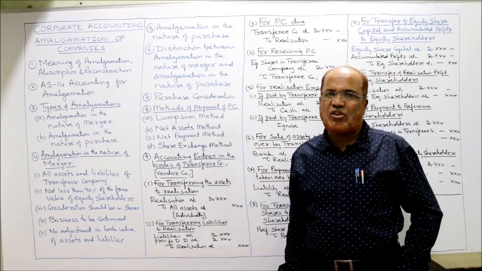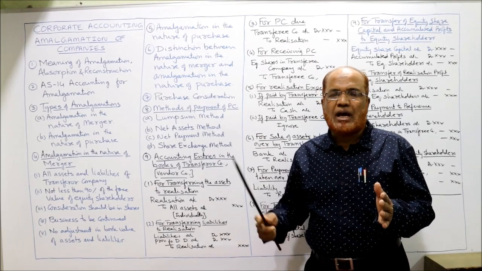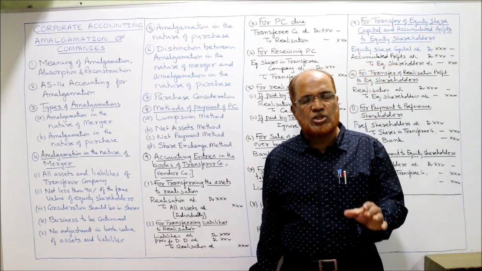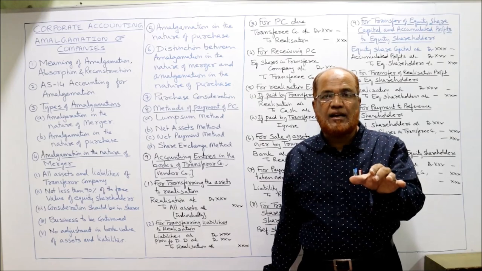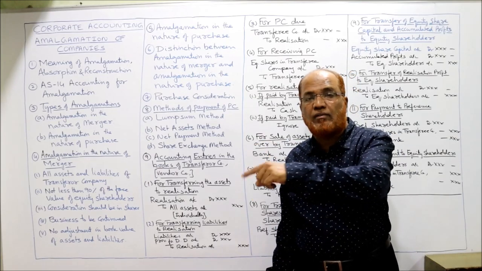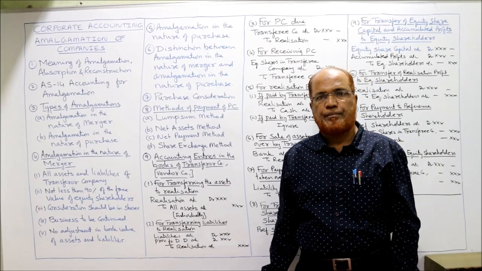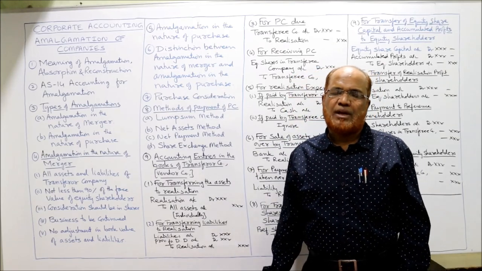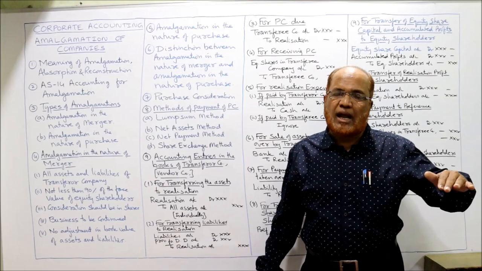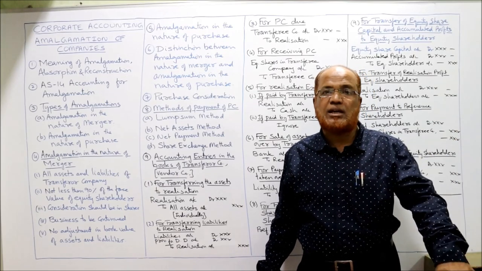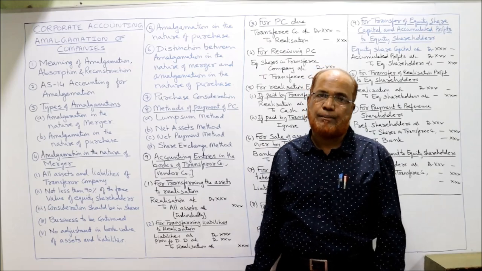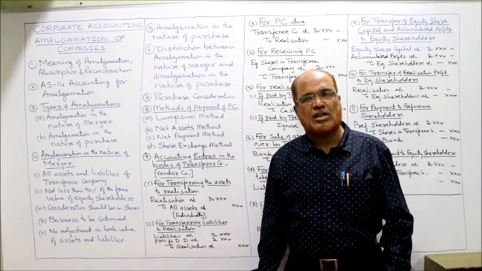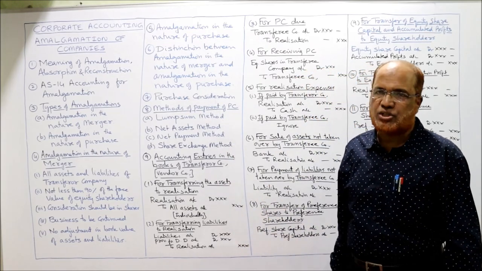But amalgamation in the nature of purchase, simply the assets and liabilities are taken over. And one more point, in case of amalgamation in the nature of merger, it is intended that the business of transferor company will be continued by the transferee company. It must be continued. Whereas in the nature of purchase, there is no compulsion. In case of amalgamation in the nature of purchase, the transferee company may carry on or may not carry on the business of the transferor company. That is the difference. So in this way, some differences may arise between amalgamation in the nature of merger and amalgamation in the nature of purchase.